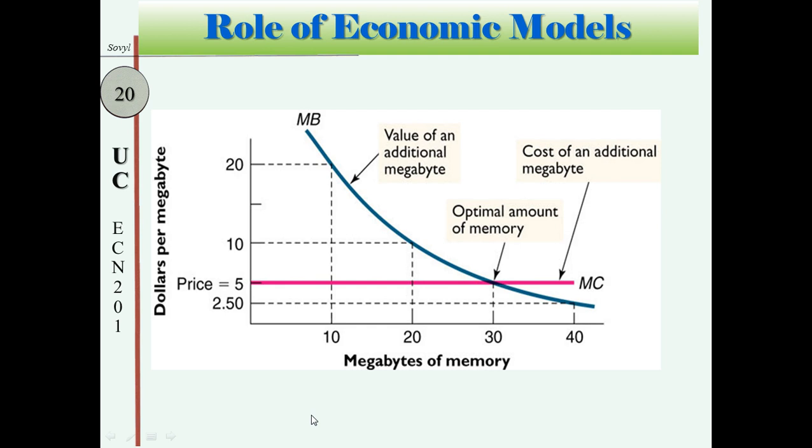Okay, look at this graph. This is the MB graph. This is the MC graph. This is the best one. 30 is the best, the optimal amount of memory. For example, for a USB, they put a space here. 20 is not, because benefit is still bigger than cost, so increase. 40 is not, because benefit is lower than cost, so decrease.